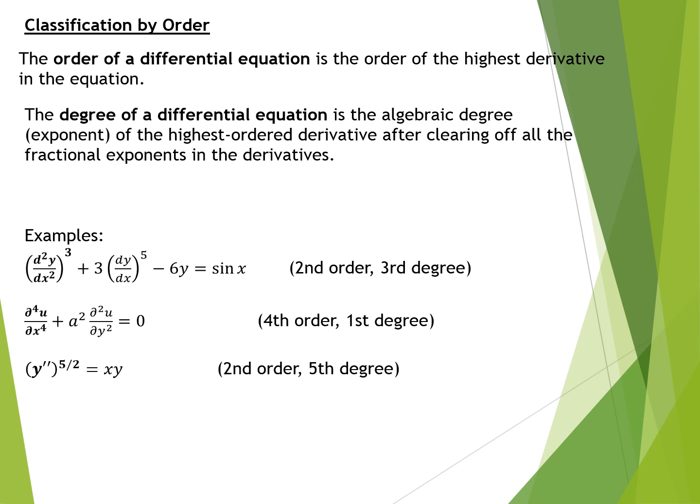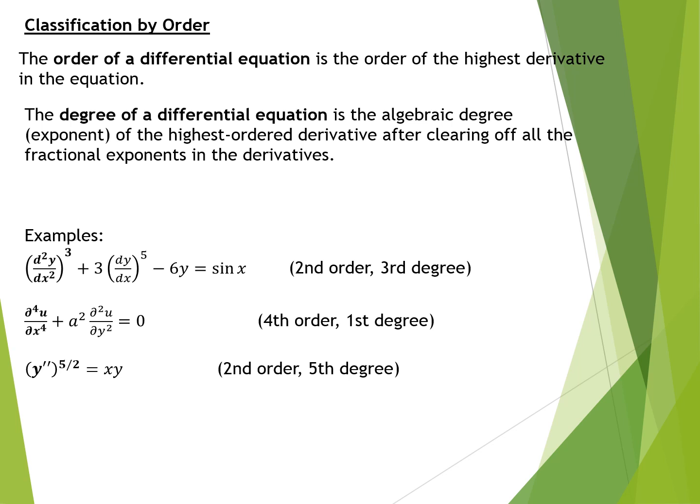And why is it third degree? You may mistake this to be fifth degree, but it should be third degree because the exponent of the highest derivative is three. Now here this is a PDE. It's fourth order, and first degree. The exponent of this is 1. Now this other one is second order and fifth degree.